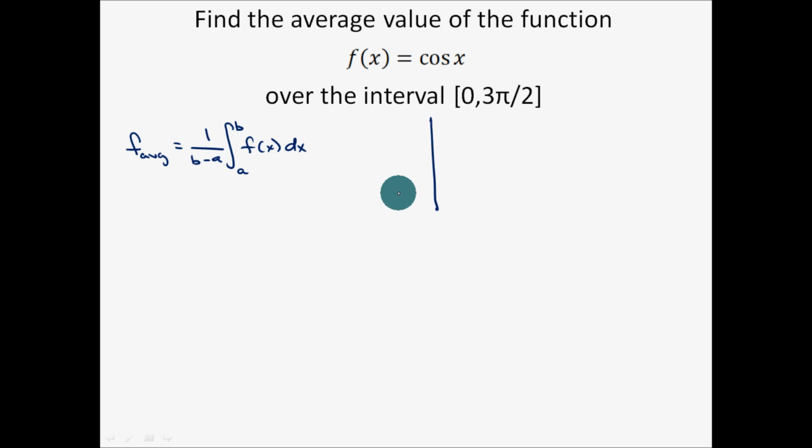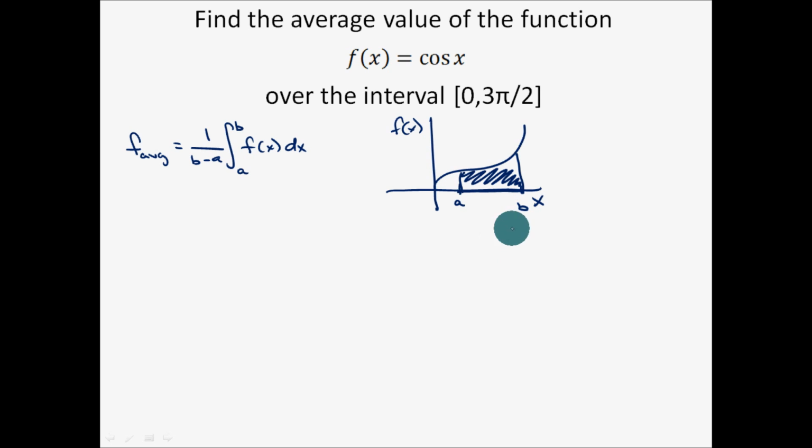Okay, so in other words, if our graph looks like this, f of x on the y-axis and x on the x-axis, and let's say our function looks something like that, and here is some a value and some b value, we're going to find the area underneath the curve, and then we're going to divide it by the length of the curve. I'm sorry, the length of the interval.